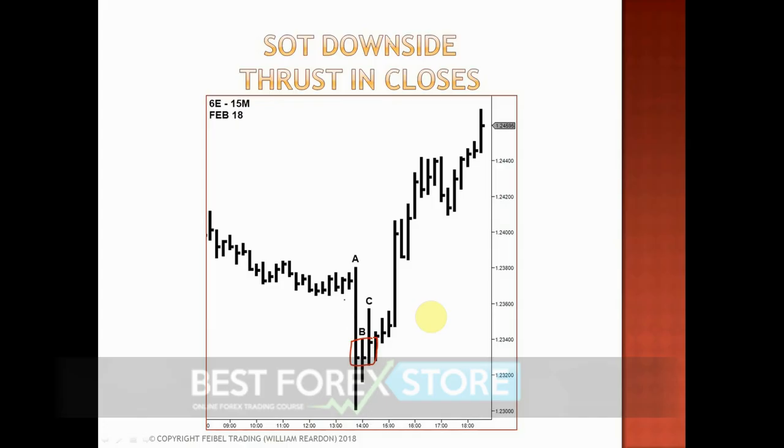Okay, so let's dissect what's happened here. From A, we come down from this close to here, we make this much progress. Then bar B, we don't make any downside progress. And then bar C, we're now trading to the upside and we're making upside progress after a potential selling bar like this. Can you see this? The story here doesn't make sense. And this is how shortening of the thrust in the closes can help us.